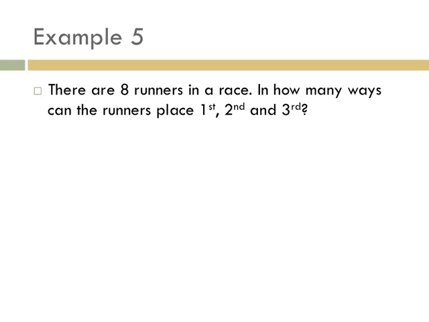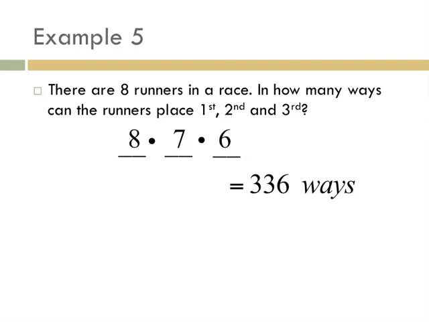So let's apply the same concept here, but we're only interested in the first 3 slots. In first place, there are 8 possibilities. After that first spot is taken, then we only have 7 runners left who can take second place. And after that, we only have 6 runners left who can take third place. And that's it. It's just 8 times 7 times 6, which is 336 ways, compared to our 40,320 ways of them coming in first through 8th place.